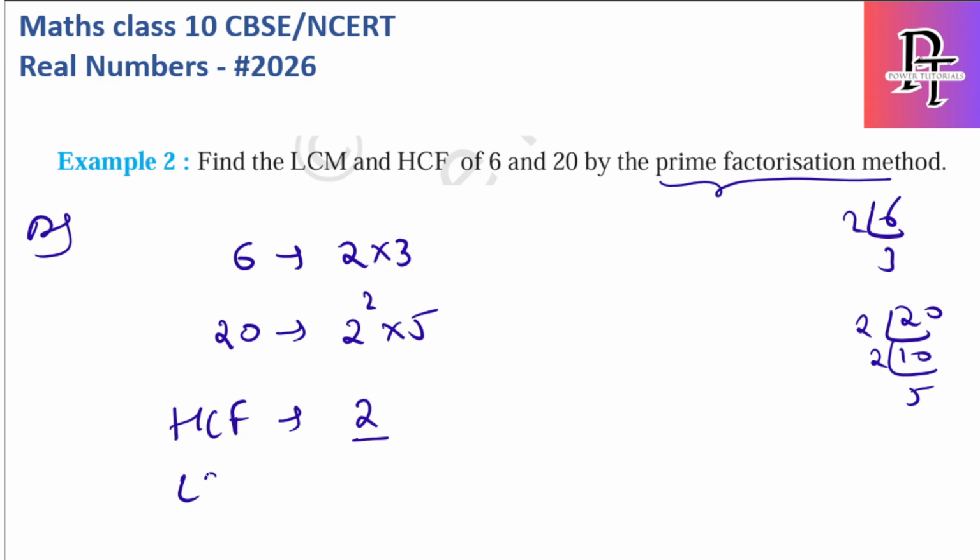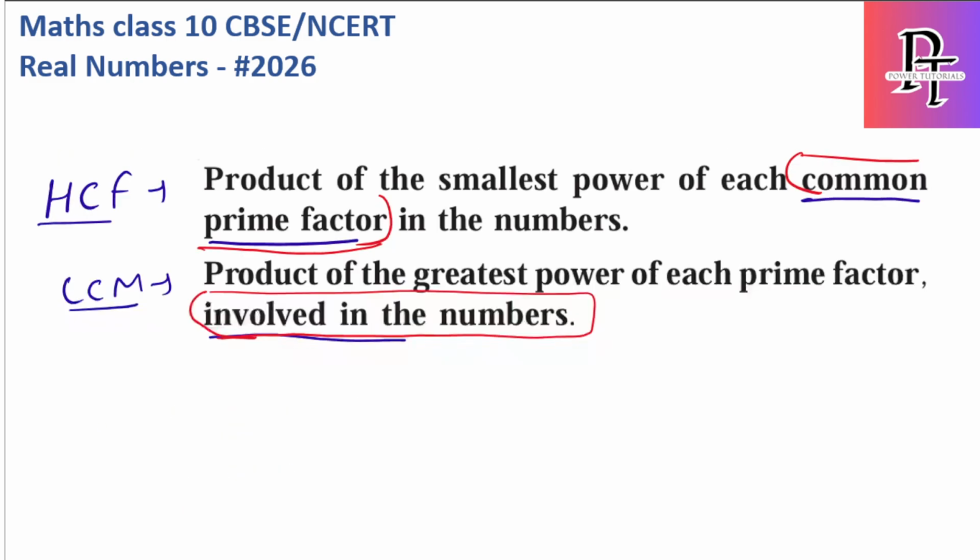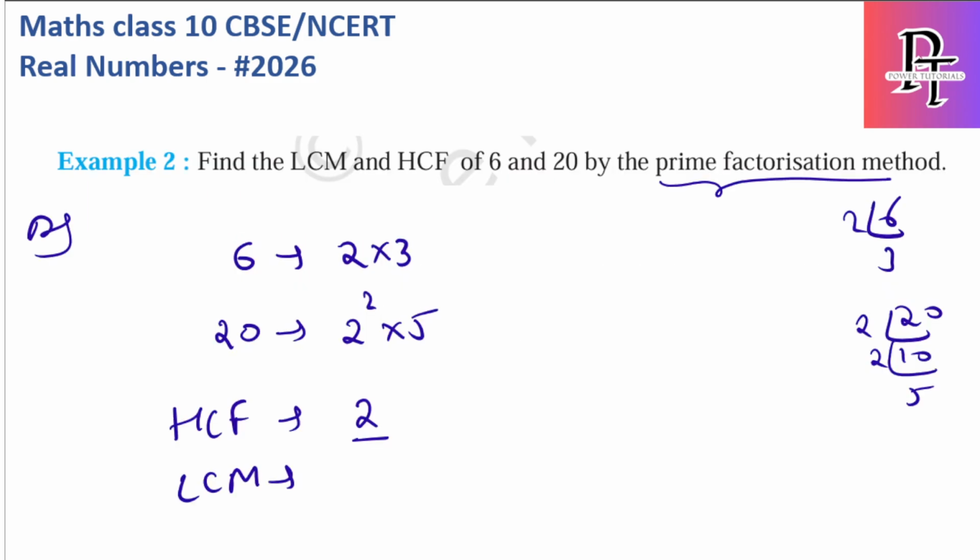What about LCM? The LCM statement is product of the greatest power of each factor involved in the numbers. So what are involved here? You have to write everything. We have 2, we have 3, we have 5. That's it. So what is the highest power of 2? 2 square. Highest of 3 is only 3. Highest of 5 is only 5. Hence the LCM is 4 into 3, which is 12, 12 into 5 is 60. Okay. HCF is common. LCM is not common. For LCM, whichever prime numbers are involved, you have to write them, and you have to write the highest powers. Anyway, we'll solve more questions.